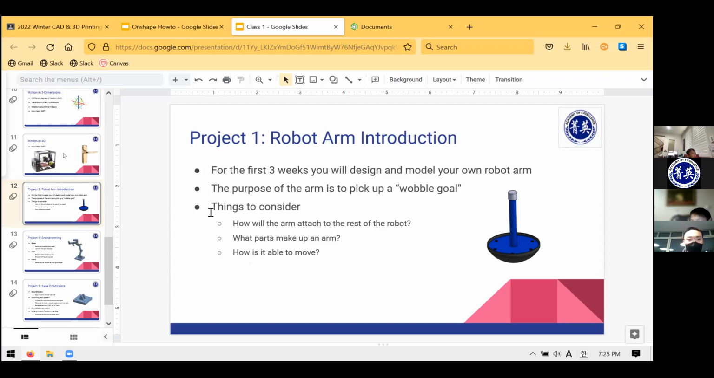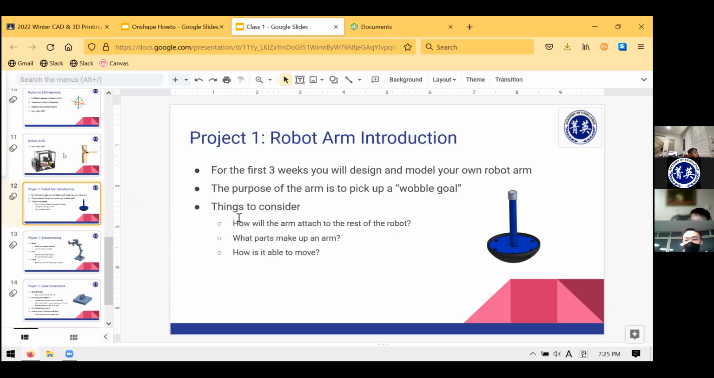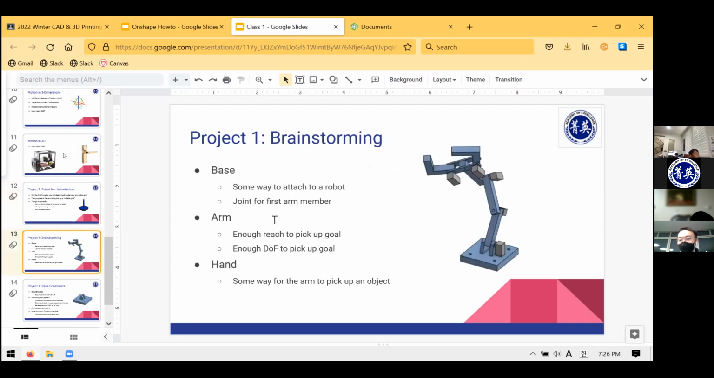Going back to the talk about degrees of freedom, your arm will need to be able to articulate enough so that it can cover sufficient area for you to achieve your goals. That might be achieved, for example, by having enough joints for the robot arm to be able to reach different places that are nearby and far away from it.